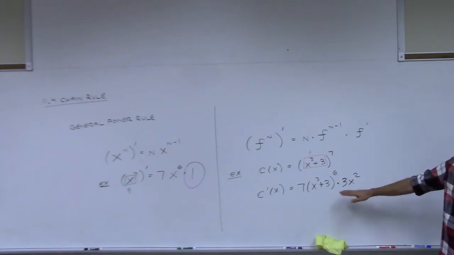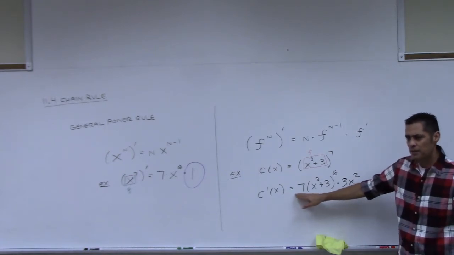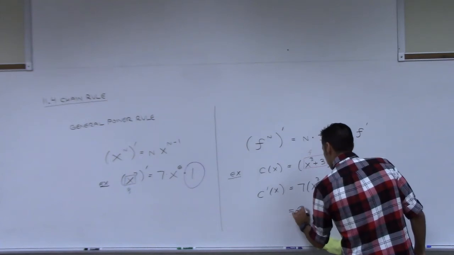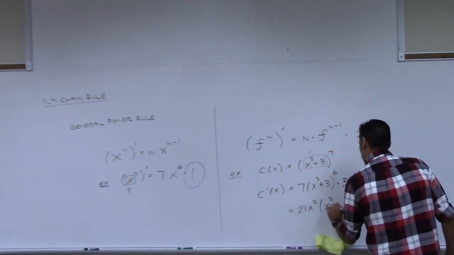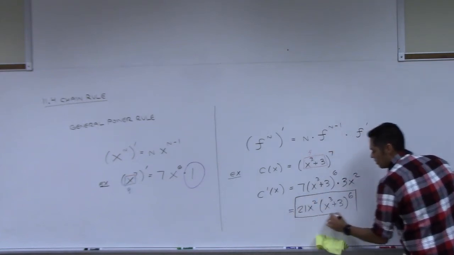Does that make sense? What can I do with this? Like this 3x squared, can I slide that out front with the 7? Yeah, it's all multiplication. I should be able to do that. So I should be able to get 21x squared out front, and then x cubed plus 3 to the 6th. And that should be my final result.